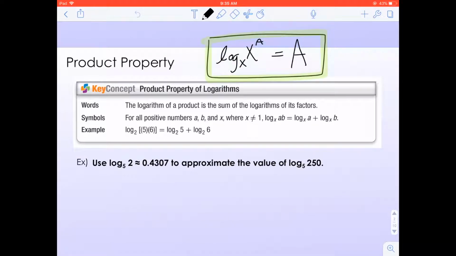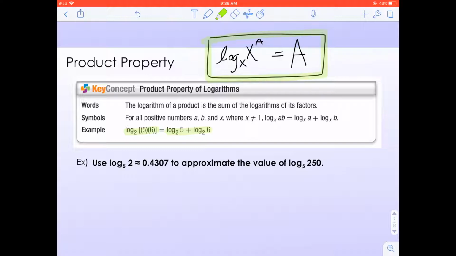Alright, so the first property that you figured out was the product property. The product property tells us that if we have log of 5 times 6, that equals the log of 5 plus the log of 6. Basically, we can separate log of multiplication into two separate logs of addition.